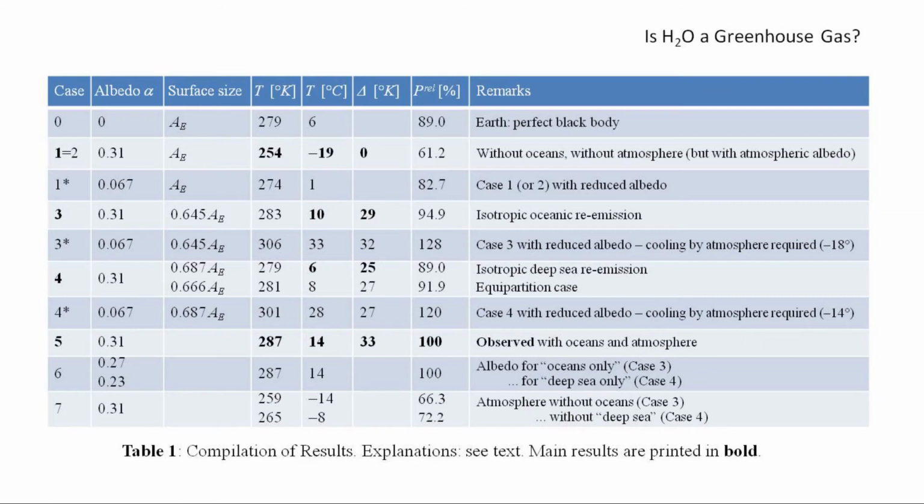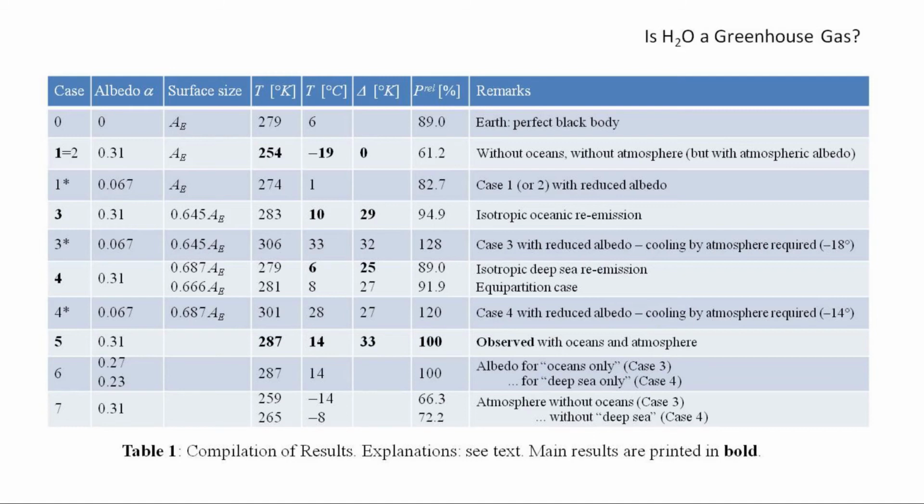Recalculations of cases 3 and 4 with a lower albedo of 0.067 result in temperatures of 33 degrees Celsius in the ocean area case 3 star and of 28 degrees Celsius in the deep sea only case 4 star. In both cases, cooling by the atmosphere is required if we want to obtain the observed Earth temperature of 14 degrees Celsius. Case 5 refers to the Earth with both oceans and atmosphere and with the observed 14 degrees Celsius.